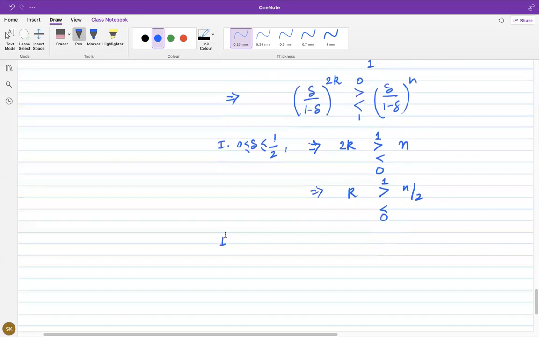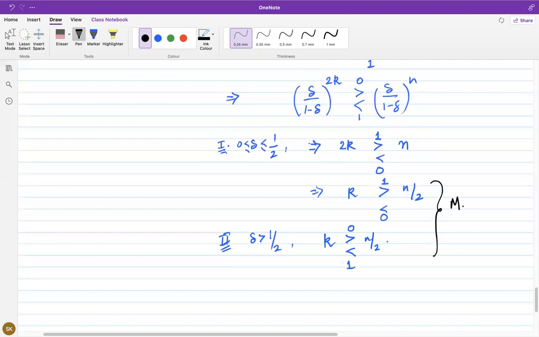Similarly, for the other case, that is the case when delta is greater than half, you get just the inverse of this. So you get the decoding rule: if k is more than n by 2, then you decode it to be 0. If not, then you decode it to be 1. Okay. And rules such as this are known as the majority rule.